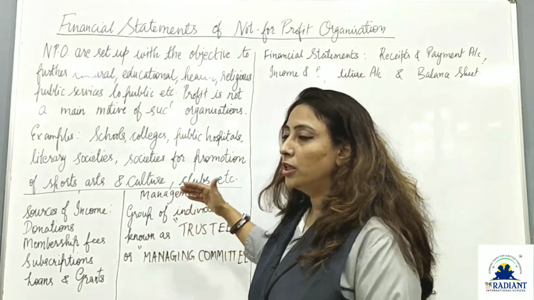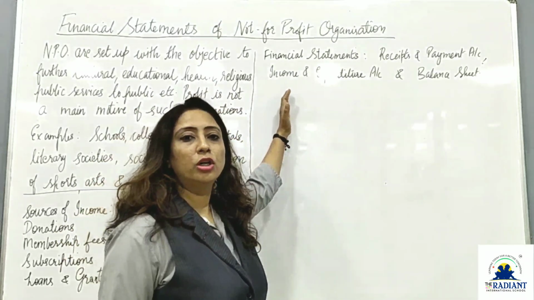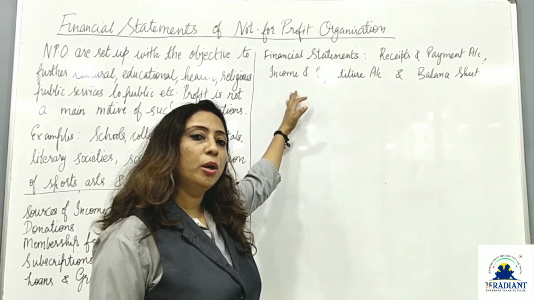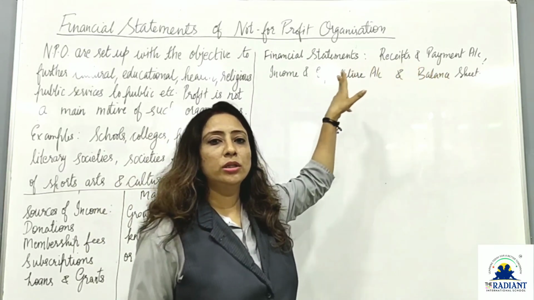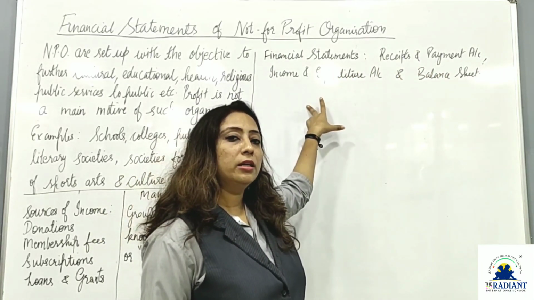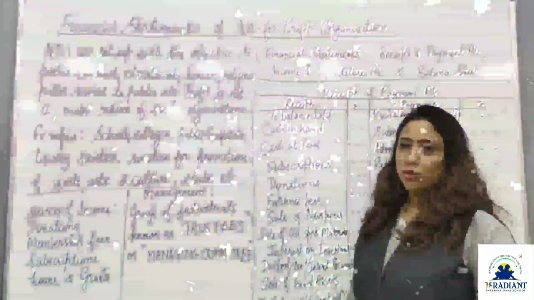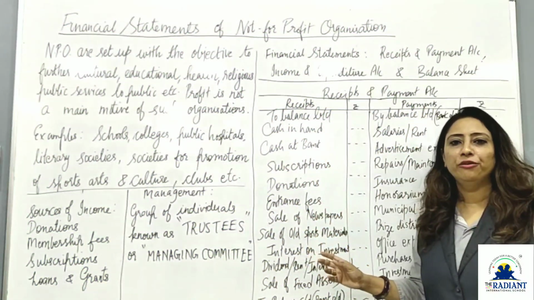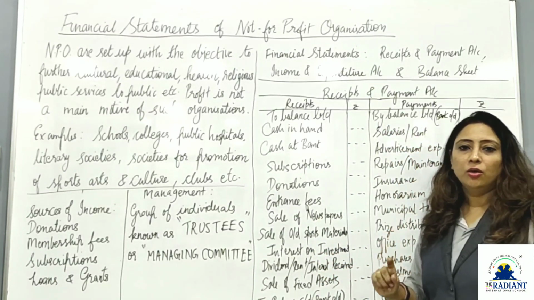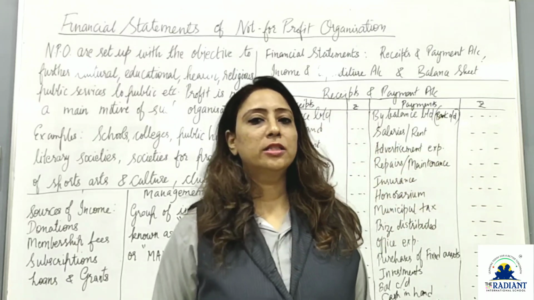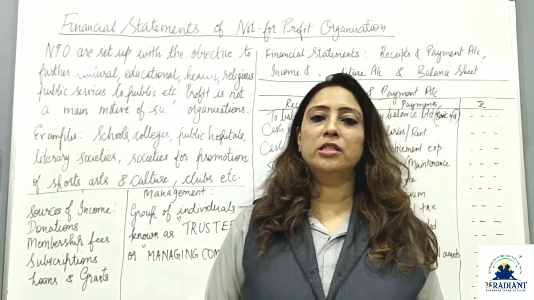We are going to study later what statements we are going to prepare in this chapter. We are going to prepare the receipts and payment account, then the income and expenditure account, and finally the balance sheet. I have drawn the format of the receipts and payment account here. You can see this. You can compare this receipts and payment account with the cash account which you studied in 11th standard.